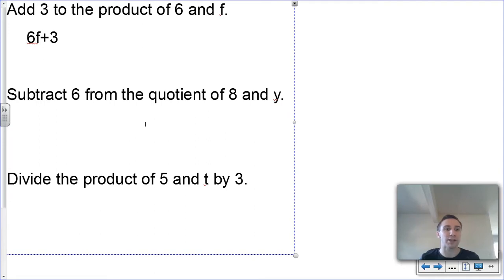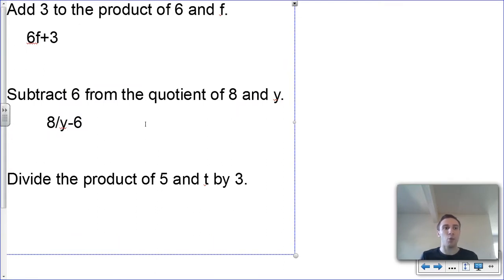So I'm subtracting 6. So I'm going to jot down a minus 6 because I know I need to subtract. But I'm subtracting 6 from the quotient. So that 6 is going to come after my quotient. And I don't have access to a wonderful division symbol, so I'm going to be using the slash symbol again. And if I do 8 and y, the quotient of 8 and y, that means 8 divided by y in algebra terms. So I'm going to do 8 slash y minus 6.